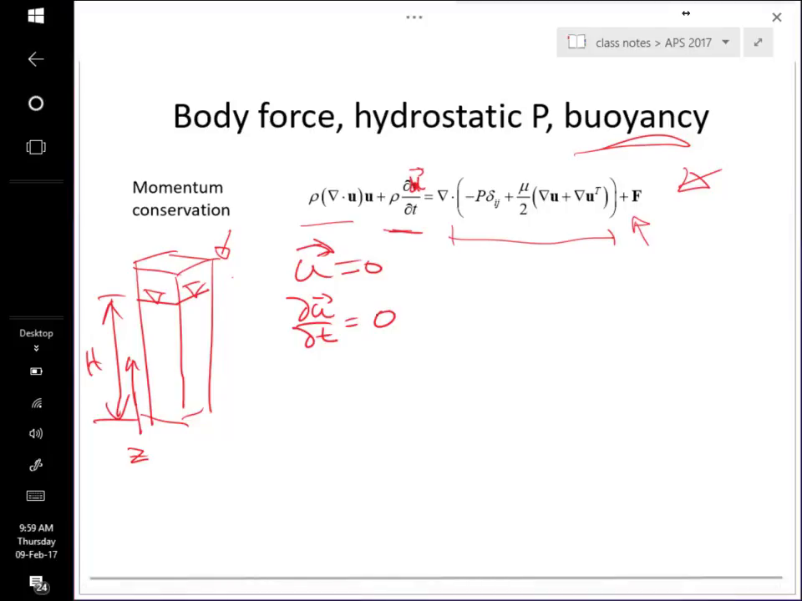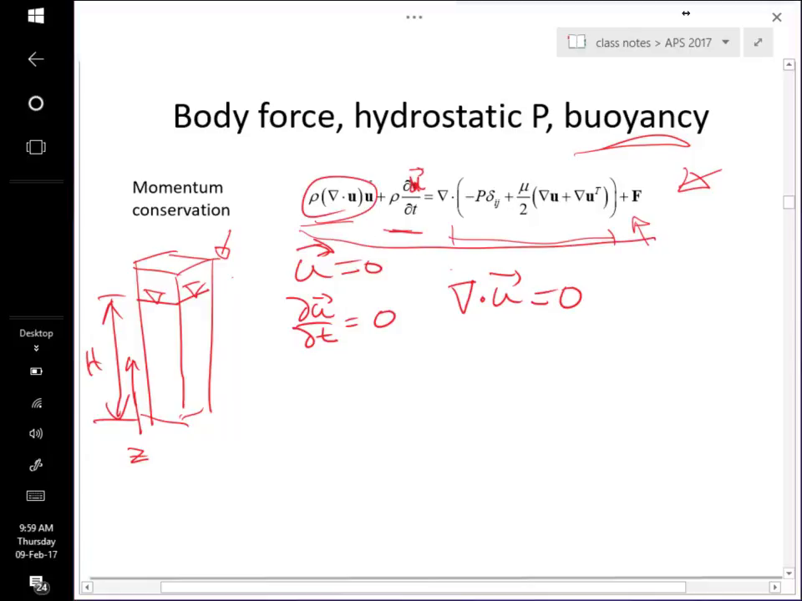And if it's 0 everywhere, then the divergence is going to be equal to 0. Okay, so for our problem here, we can go back up here to the Navier-Stokes, and this guy, just 0, right? So that's 0. The acceleration of velocity, that's 0.